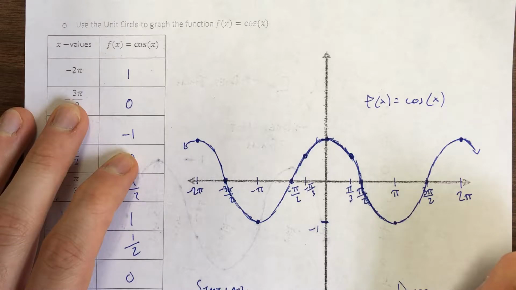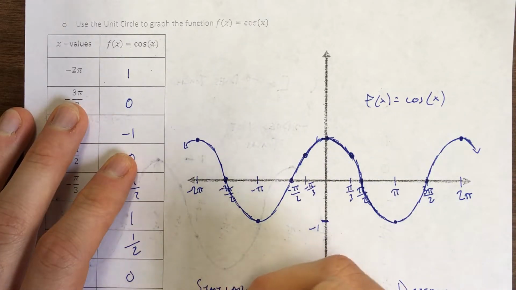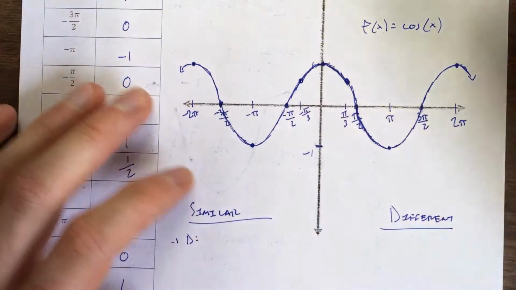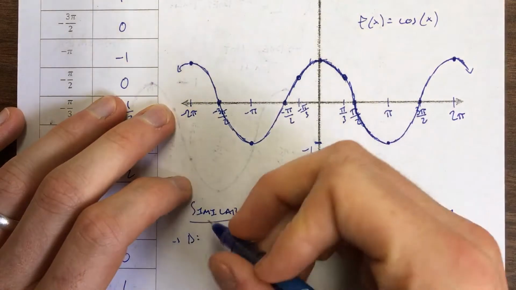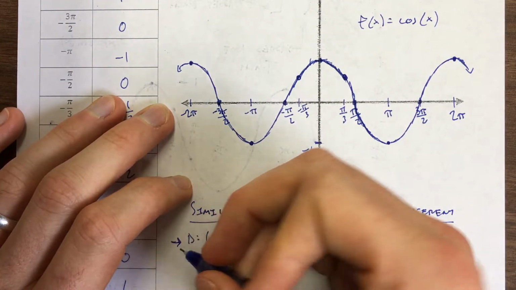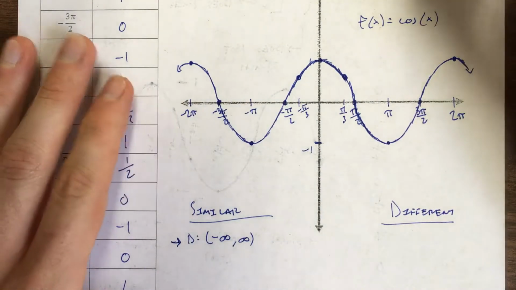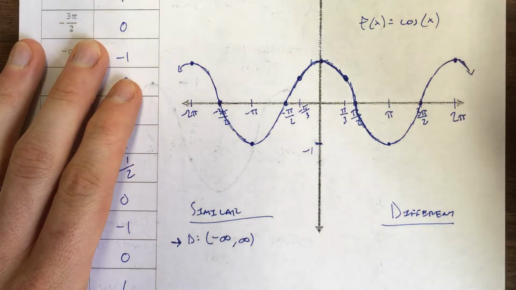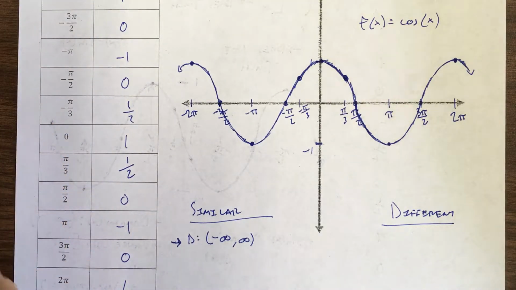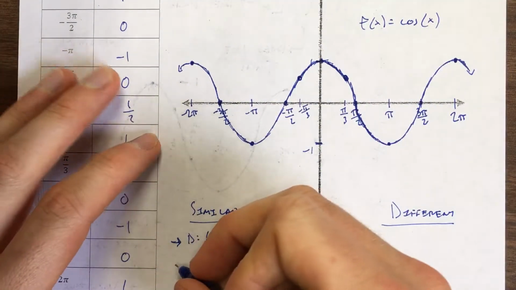What a lot of students notice is, well, the domain's going to stay the same because it goes on forever in the negative direction, and it also goes forever in the positive direction. So the domain is going to be negative infinity to infinity. I should clarify that as well. Let me go through it first, and then I'll tie it all together. Domain is negative infinity to infinity.